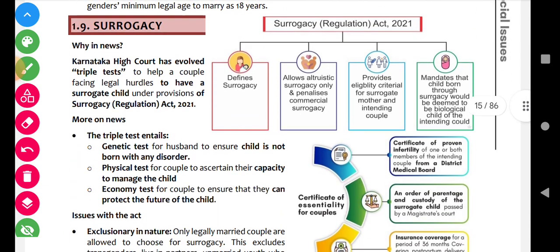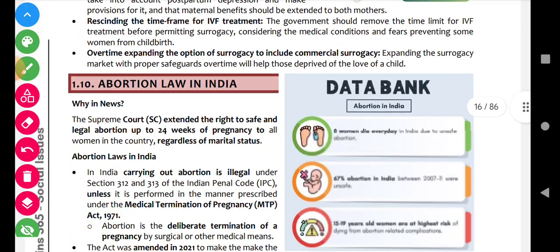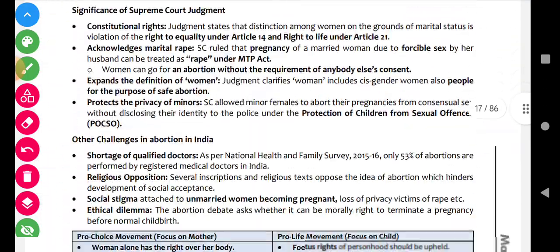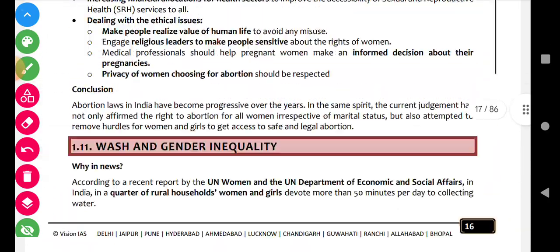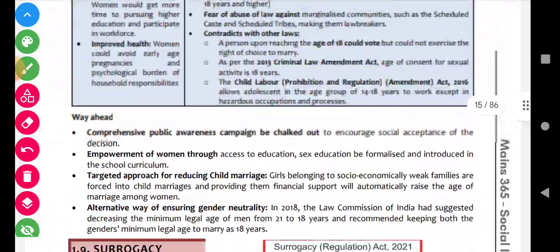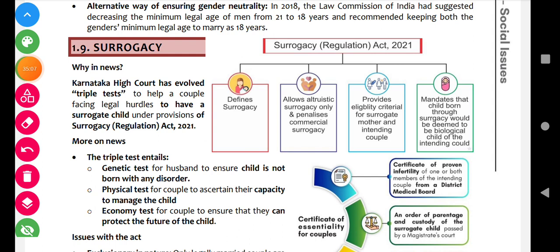Next is surrogacy. But time is running out, so we will discuss surrogacy in the next class.